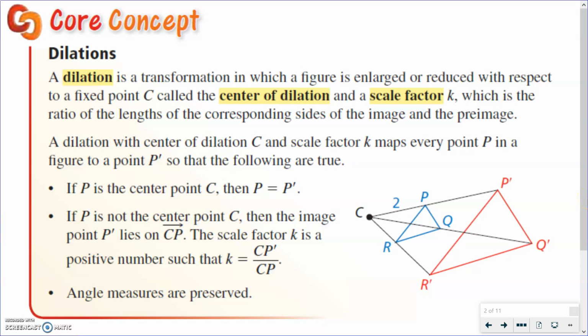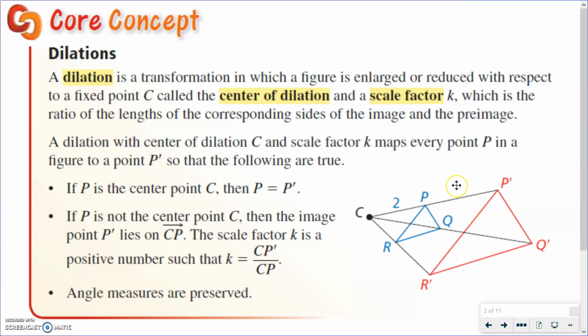Today we're going to talk about dilations, and dilations are our only non-rigid transformation that we're going to talk about. A dilation changes the size of the shape, and we talk about scale factor when we talk about dilations. If the scale factor is larger than 1, it's an enlargement, and if the scale factor is smaller than 1, it is a reduction.